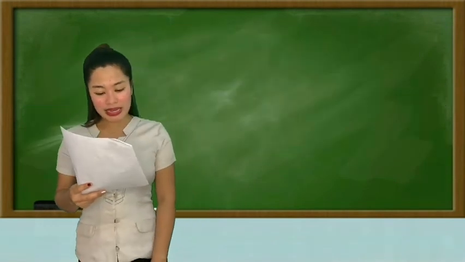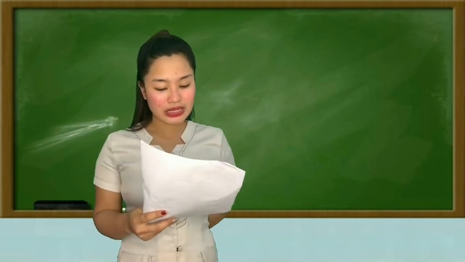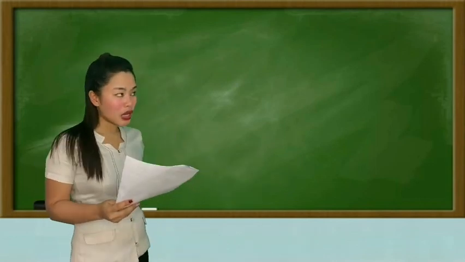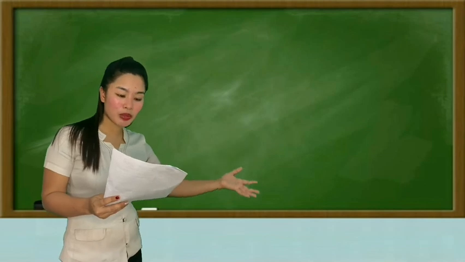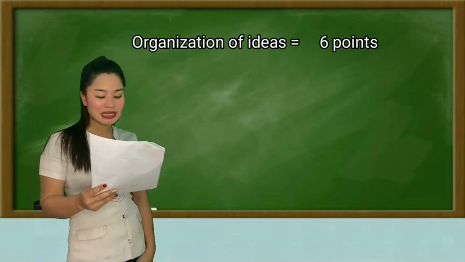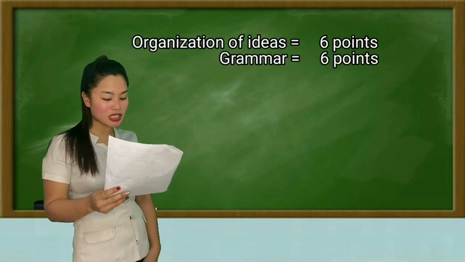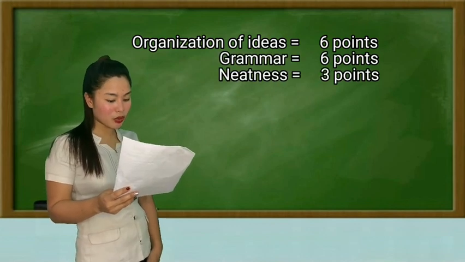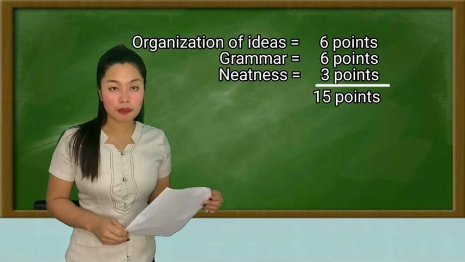For your assignment class, I want you to listen. Okay, this is the direction. So your assignment will be graded using this criteria. Organization of ideas is 6 points, grammar is 6 points, neatness is 3 points, a total of 15 points.